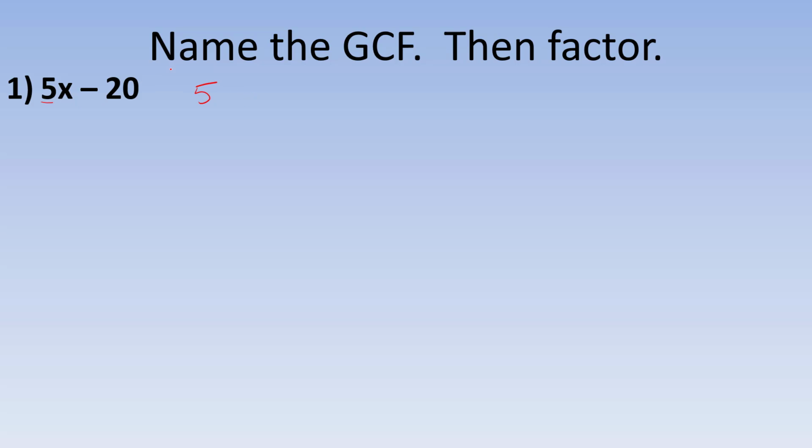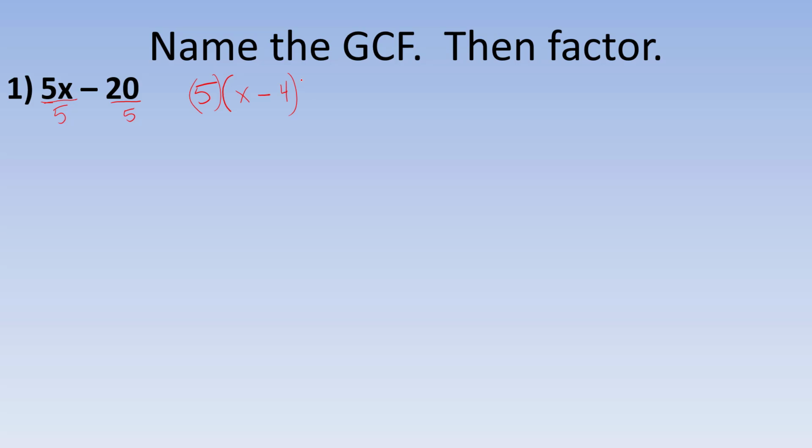Well, if I divide both terms by 5, what am I left with? Well, let's divide 5x by 5. We're left with just x. Minus, well, let's divide 20 by 5. Now we're left with just 4. Well, those are now my factors.